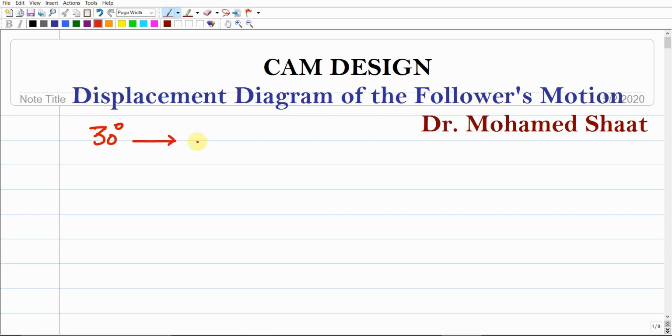A perfect scale is to assume that each 30 degrees of rotation of the cam is equivalent in my drawing scale to 1 centimeter. You can assume other values, but based on my experience, this is a perfect scale that represents every 30 degrees of the cam rotation as 1 centimeter over the theta axis. You can assume 2 centimeters or more than that, it's up to you. But this is the scale I recommend.